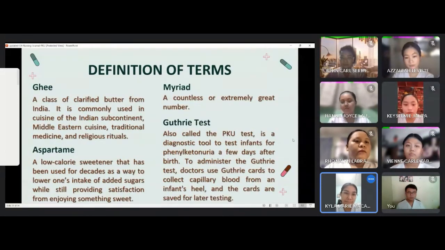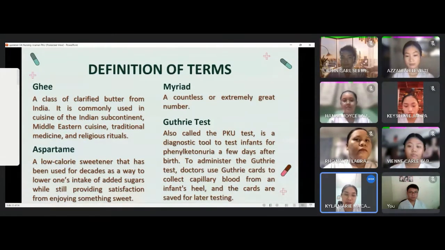Next, we have also ghee, a class of clarified butter from India. It is commonly used in the cuisine of the Indian subcontinent, Middle Eastern cuisine, traditional medicine, and religious rituals. Next is aspartame, a low-calorie sweetener that has been used for decades as a way to lower one's intake of added sugars while still providing satisfaction from enjoying something sweet. Next is myriad, a countless or extremely great number.